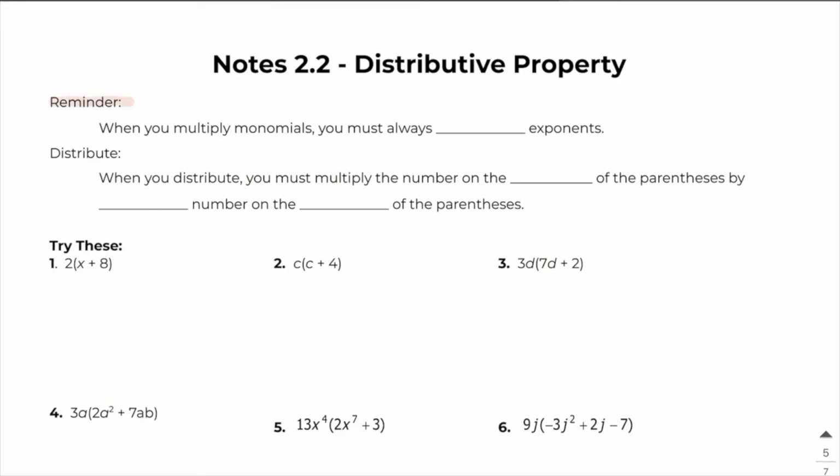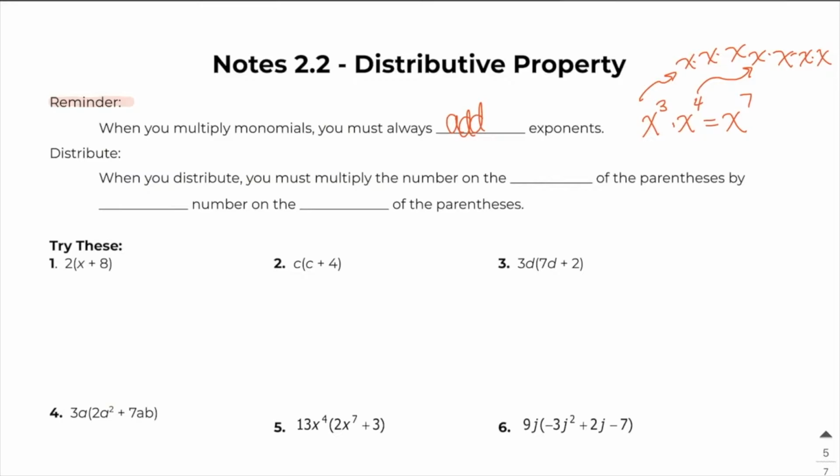monomials, you must always add exponents. Always, always, always. So for example, if I have x to the power of 3 times x to the power of 4, that would be x to the power of 7 because we've got 3 x's multiplied together here and 4 x's multiplied together here. So we've got 7 x's multiplied all together.